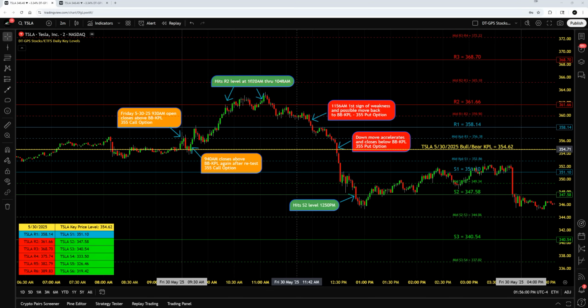So again, keep in mind that these were 0 DTE options. Another thing that you can also keep in mind is that on Fridays, let's say you had already closed out this position here and you had a nice profit from this move here, and you were looking for another possible entry. Keep in mind that a lot of times, unless it's going to be a complete trend day, that you will oftentimes get a retrace back to the bull bear key price level.